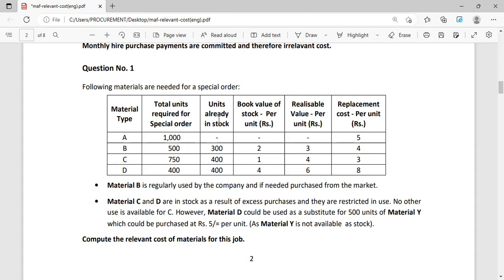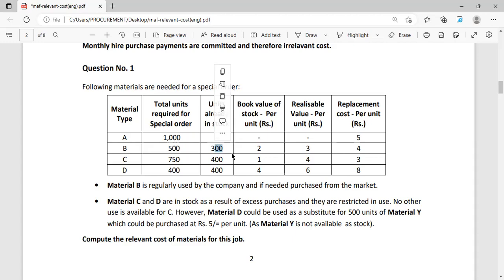Now, units already in stock. You don't have any of material A, so it means you will need to buy the whole 1,000. For material B, you already have 300 in stock, so what you just need to buy now is 200.